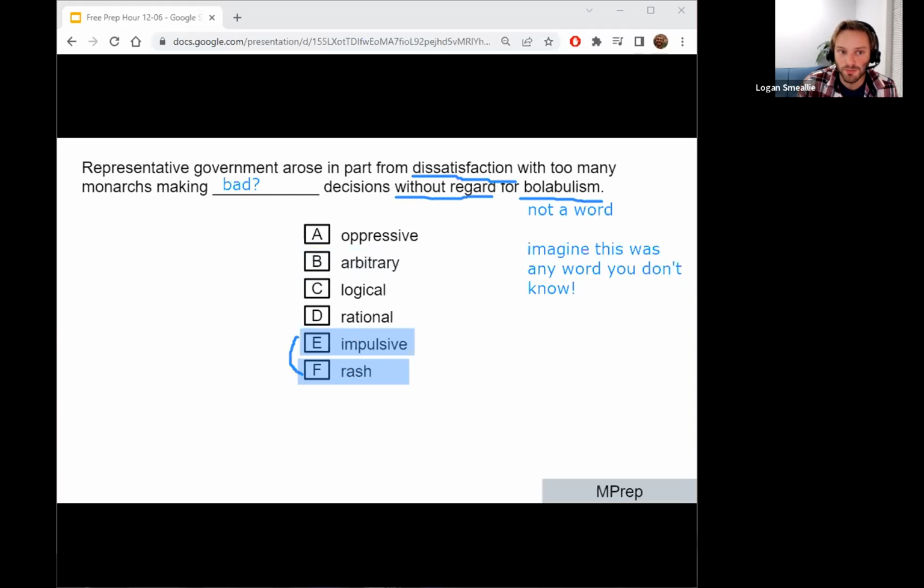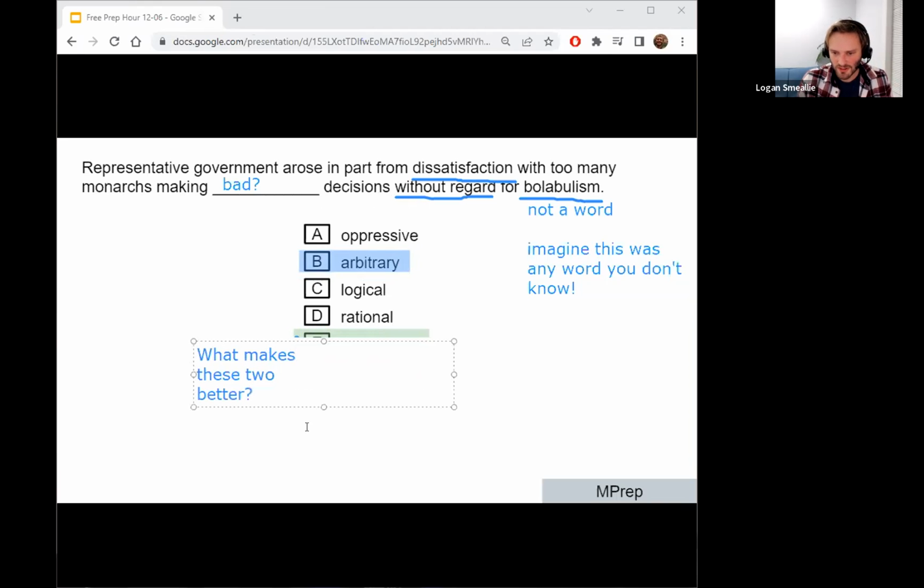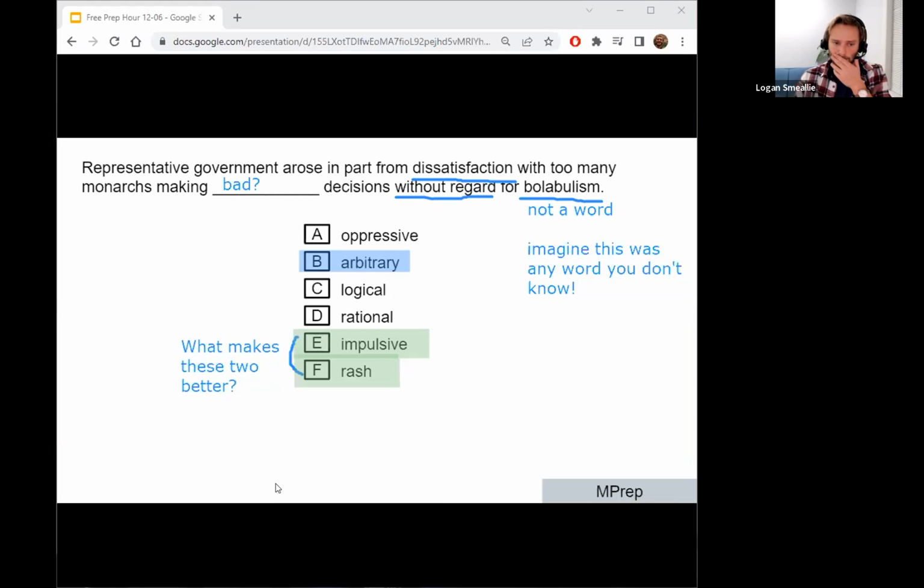Because Kayla, you were actually spot on in your first guess that the right answers are, here, I'll do it this way. The right answers are impulsive and rash. They're the best pair. Anybody out there, welcome in Kevron as well. Comparing impulsive and rash to arbitrary, what makes these two better? What makes these two answers a little better than arbitrary? Tell me in the chat.